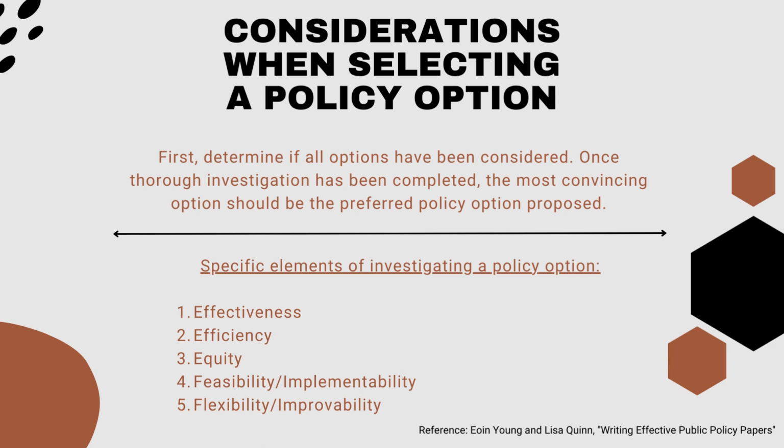Fourth, feasibility, implementability. What is the political landscape like, and which policy instruments are available that will allow for feasible implementation of the proposed policy? And lastly, flexibility and probability. Can the policy be flexible so that it may be improved to allow for further alternative solutions?